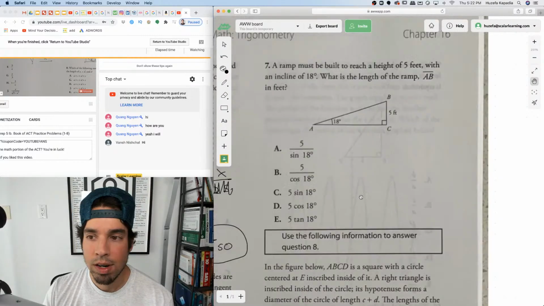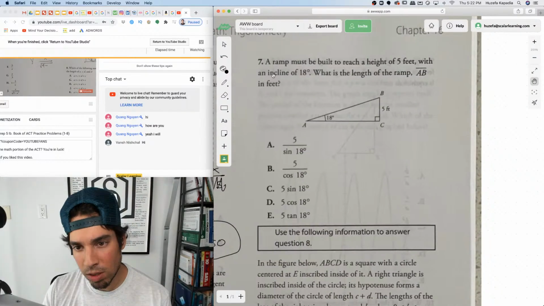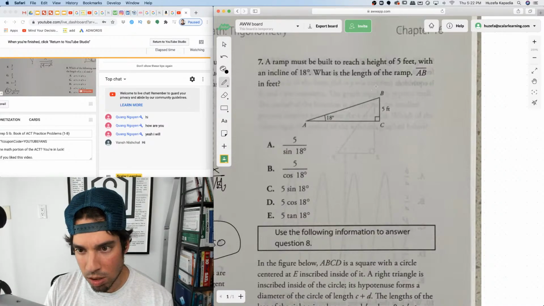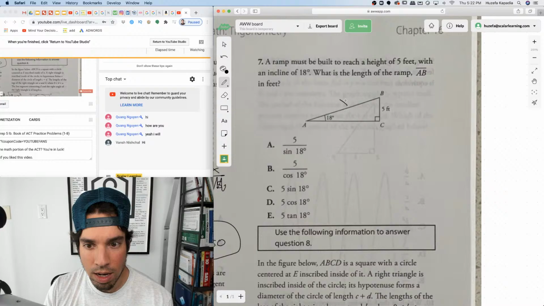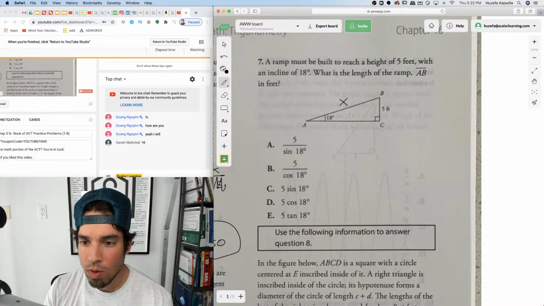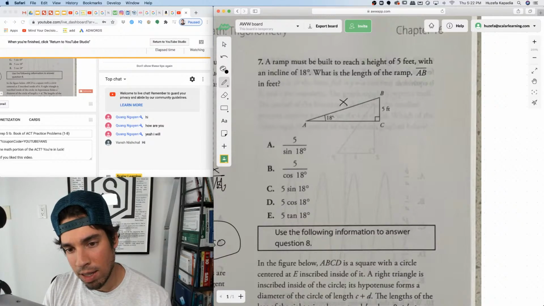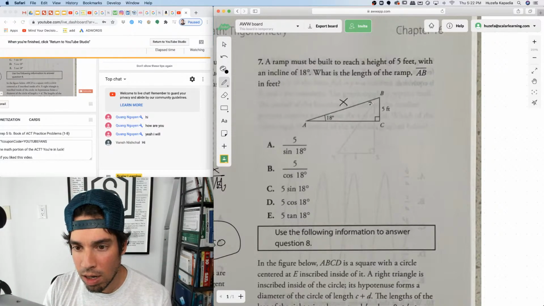All right, now we go to number 7. A ramp must be built to reach a height of 5 feet, with an incline of 18 degrees. What is the length of the ramp AB in feet, AKA this is my x value, right? Again, which trigonometric function will use this side and that side? It's going to be sine. This angle is, again, 72.